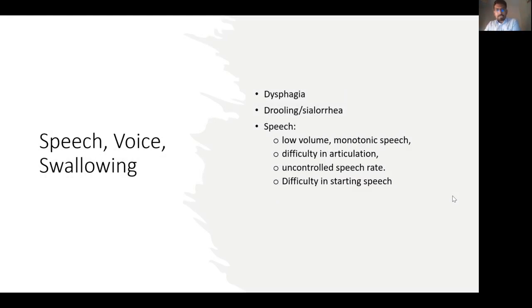Speech, voice, swallowing. Speech is usually low volume, monotonic. The reason is again bradykinesia, mostly in the vocal cord and the articulating muscles in the mouth. That explains the low volume, monotonic speech and difficulty in articulation. Again, bradykinesia is behind everything. Dysphagia, difficulty in swallowing, is again due to lack of coordination and slowness of the muscles in the pharynx. Drooling and sialorrhea.